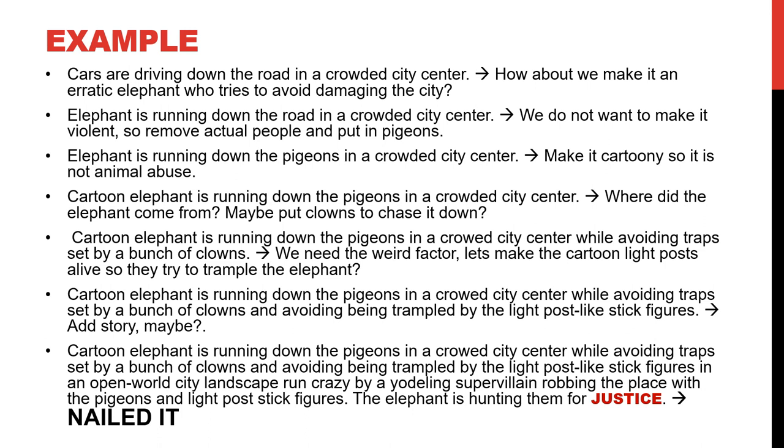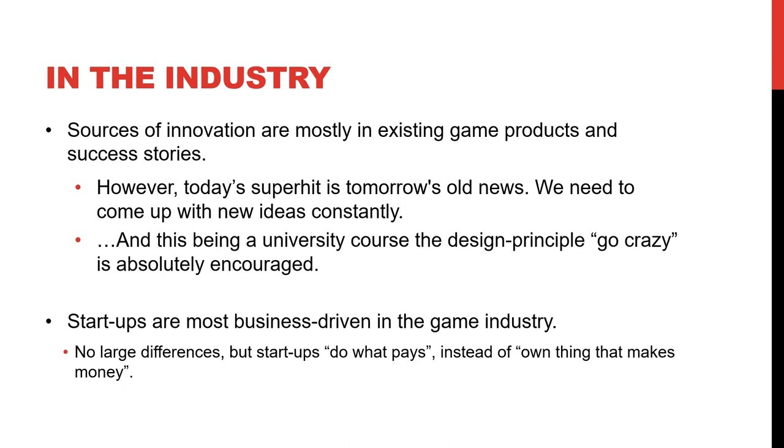So it doesn't have to be difficult, and it doesn't have to be a very interesting idea. So the initial idea can be where we have a car driving down the road in a city center, stuck in the traffic. And then finally, we have a yodeling supervillain, and we are using an elephant to hunt down pigeons. So actually, that example might sound a bit, well, stupid, really. But it's not that far from actual game design process.